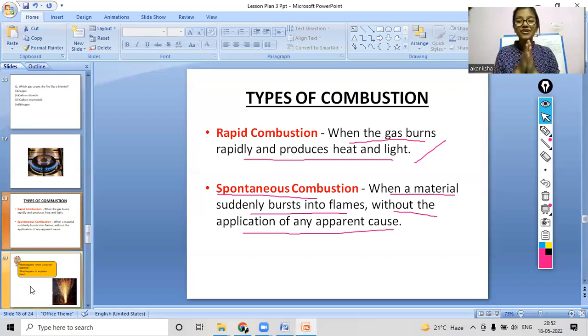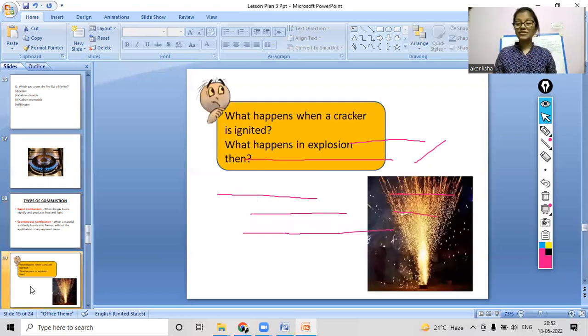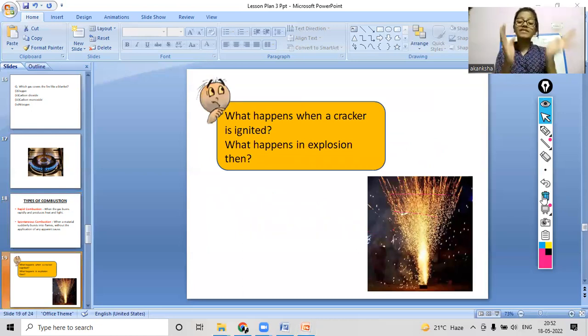Now comes the curiosity question. Bujo has again a question for you. He's very curious, and so are you, because you all are answering it. So yes, let's see the question. What happens when a cracker is ignited? And what happens in an explosion then? Okay, this is a very exciting question. For this, you have to find the answer on your own, because this will be a very fun activity, and please do it under the supervision of adults, right?